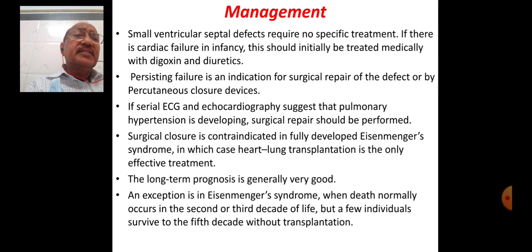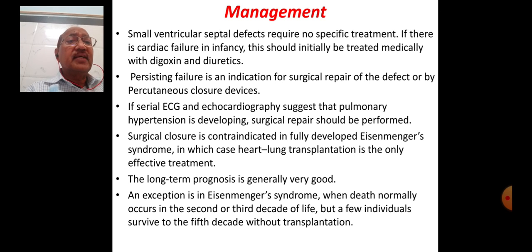Surgical closure of VSD in fully developed Eisenmenger syndrome is contraindicated, and in that scenario, the only option left for the patient is cardiopulmonary transplant. Long-term prognosis is generally very good in these patients, the exception being Eisenmenger syndrome, when death normally occurs in the second and third decade of life, but a few individuals survive to the fifth decade without transplantation.